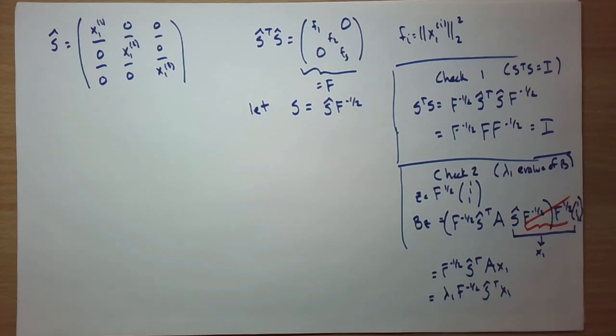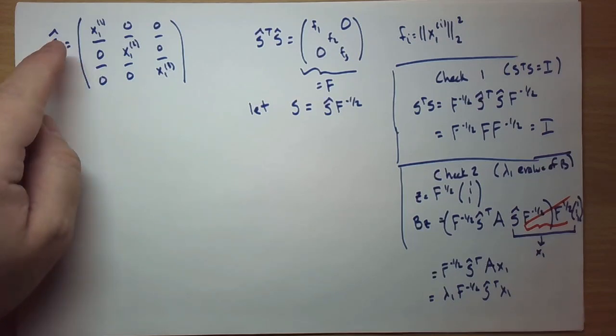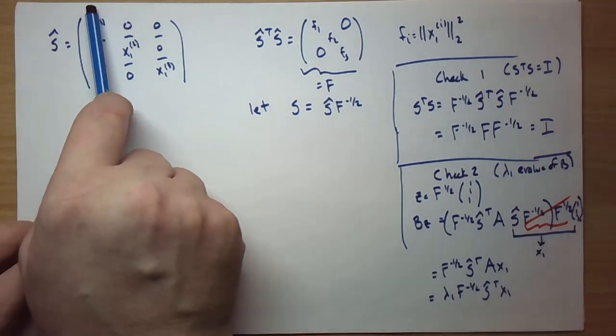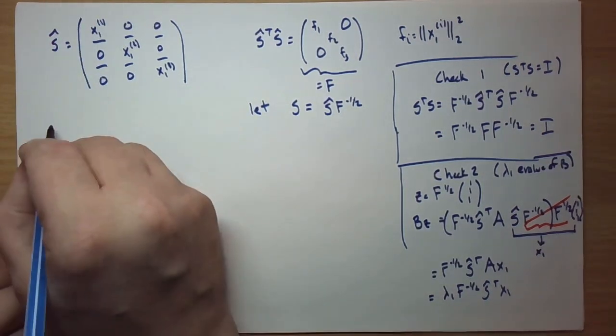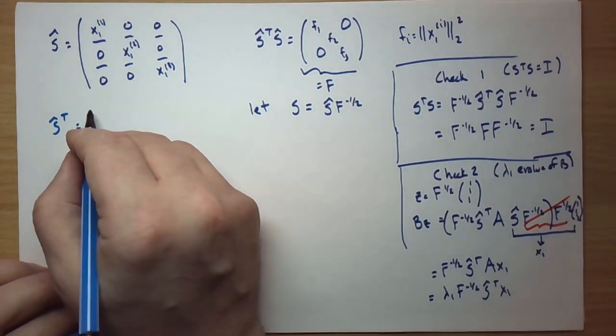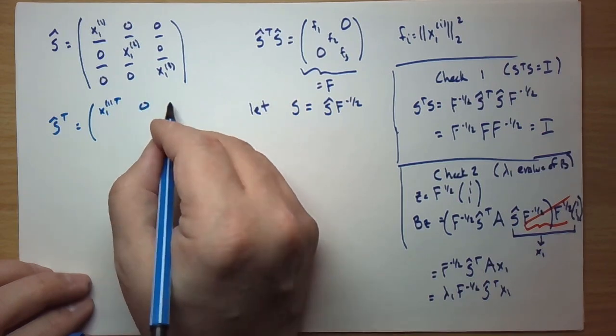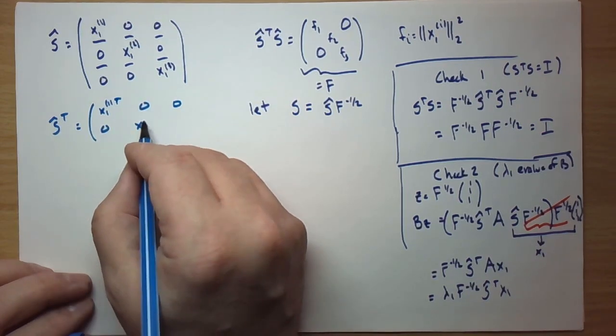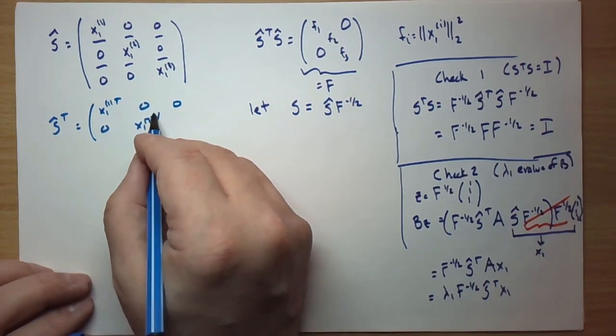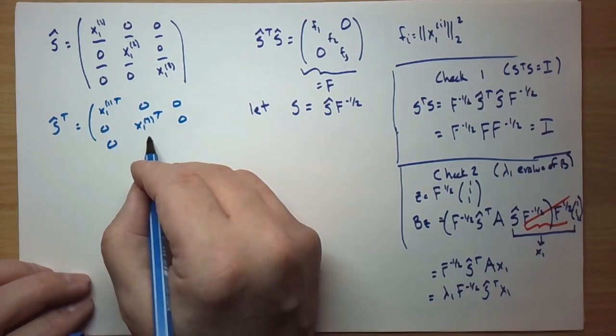How are we doing on time? Okay, we're going to go just a little bit over. So what's going to happen is when you take the transpose, S hat transpose, it's the first part transpose, and then a bunch of zeros. Then it's the second part transpose and a bunch of zeros, and so forth and so on.